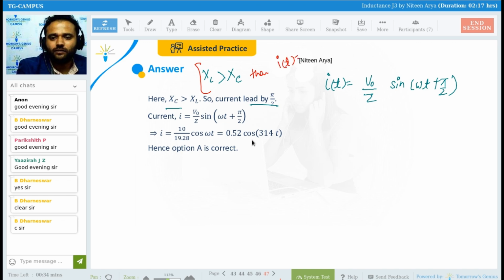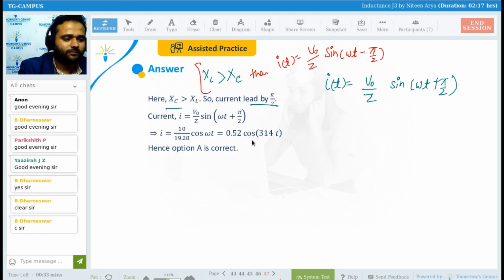I of t is going to be V naught by Z sine omega t minus pi by 2. Okay, this is the thing. Is this clear, beta? Clear now, everyone? Okay. So then I equals V naught by Z sine omega t plus pi by 2.